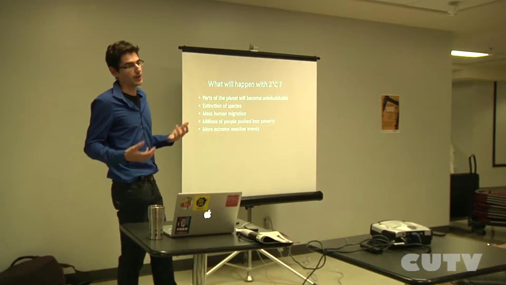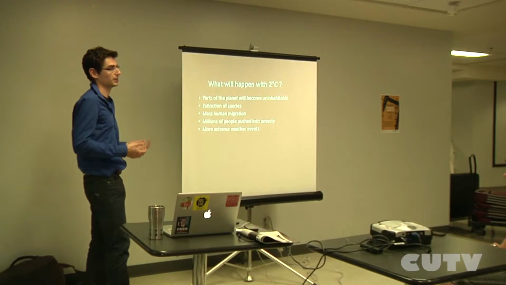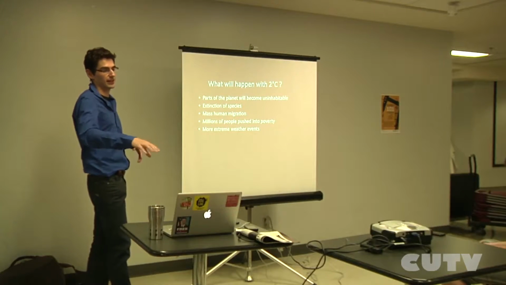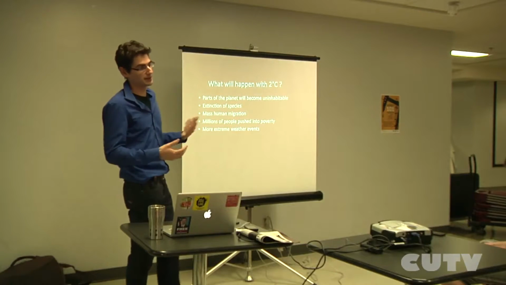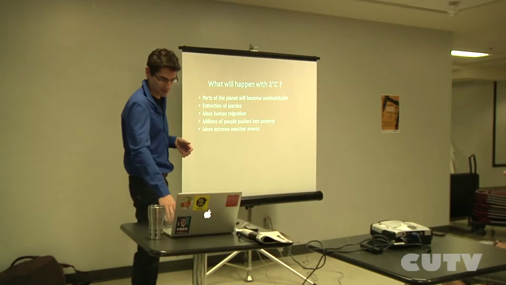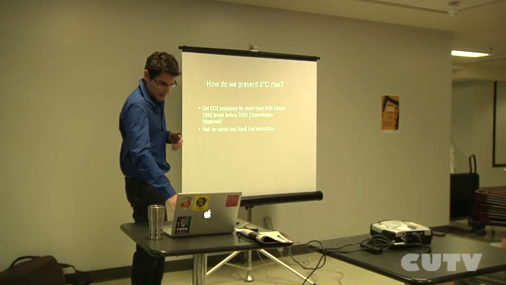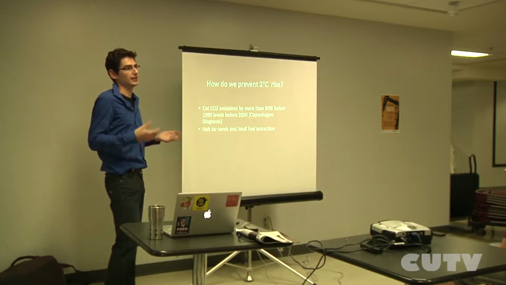And there's going to be much more extreme weather events, and they're going to be much more unpredictable than they currently are. So this is kind of what we're facing with a 2-degree rise in temperature, and imagine a 4-degree rise in temperature, or even a 6, like the Brazilian conference is predicting. So how do we prevent a 2-degree rise in temperature?